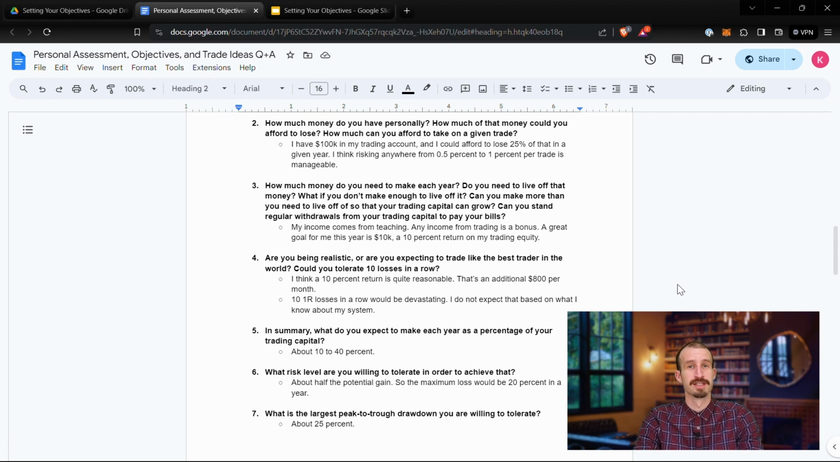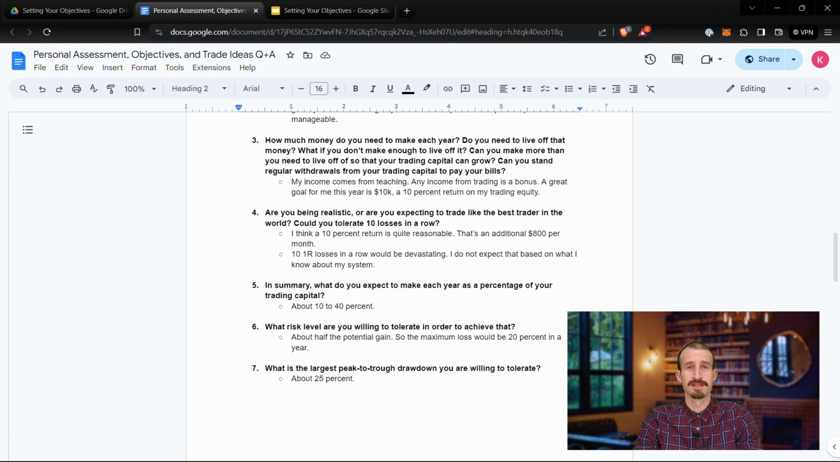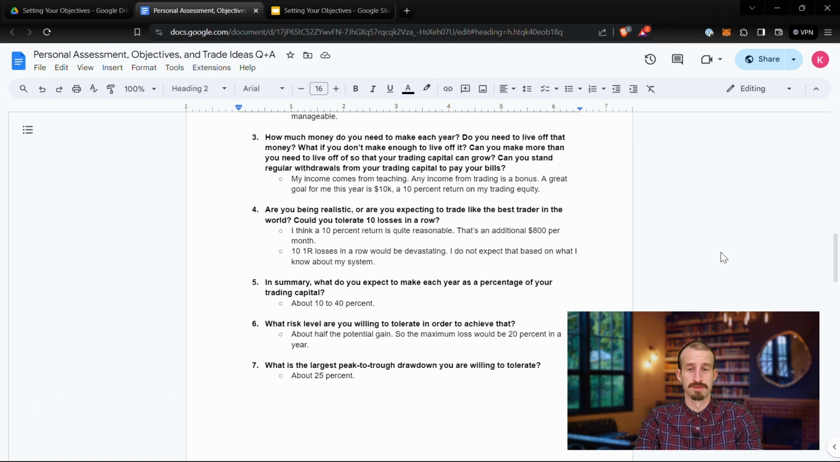But this is essentially exactly that, okay? How much money do I need to cover my living expenses, which is essentially financial freedom, in my opinion. Question 4, are you being realistic? Or are you expecting to trade like one of the best traders in the world, okay? If you have a $10,000 account and you want to make $50,000 a year because you've decided that that's what your living expenses are, that is a massive return and it's not very realistic, okay? So be realistic, okay? Could you tolerate 10 losses in a row, okay?